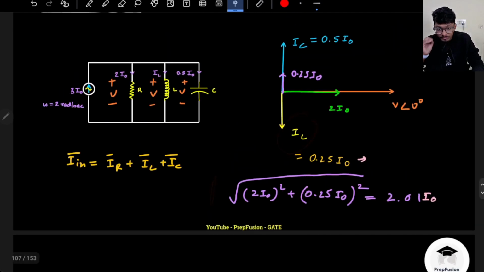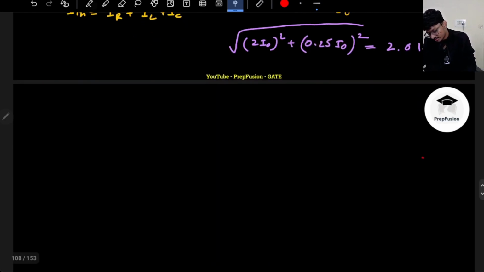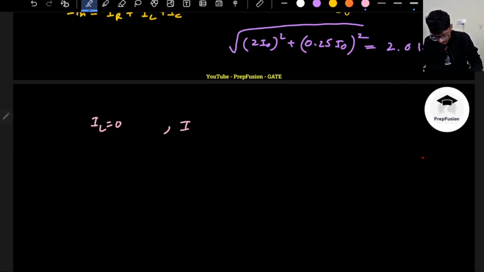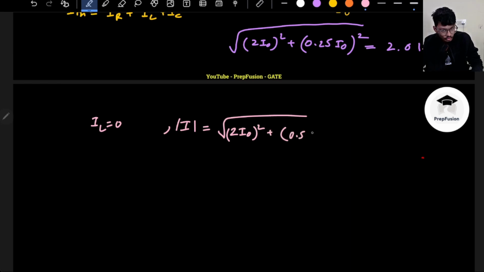By choosing the minimum lowest value of IL, that is 0, I can choose IL to be 0. So if I choose IL to be 0, then what does my magnitude of the resultant become? It will be the fixed (2 I naught) whole square, plus (0.5 minus 0) I naught, so it will be (0.5 I naught) whole square.